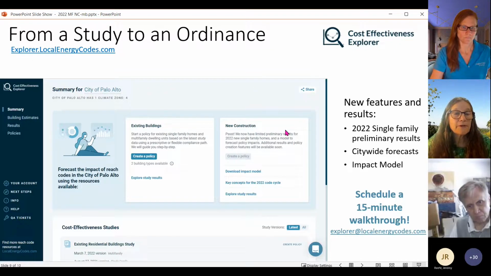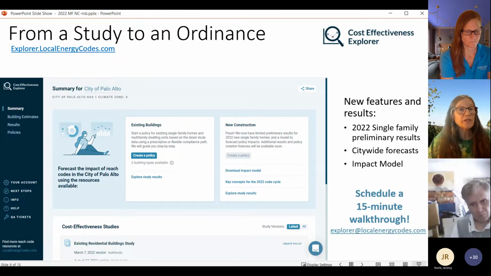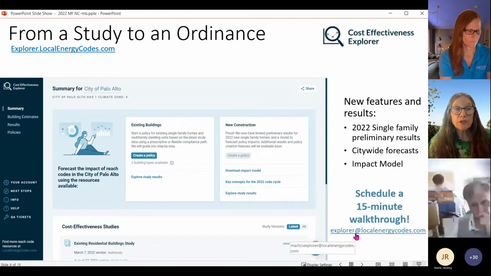Lastly, we've also incorporated a new feature here, which you can access in this bottom right-hand corner. There's the little smiley face icon. If you click on that, you can either send a question that can be answered not exactly in real time, but very quickly. Or you can schedule a 15-minute walkthrough of the tool. Jasmine Kraus will meet with you and walk you through the basics, answer any questions you might have, and help you get started if you're having any difficulties. So I highly encourage you to do that if you're interested in a quick walkthrough and an easy tutorial with a live person. You can do that with that icon, or you can also send an email to explorer@localenergycodes.com and get that scheduled.